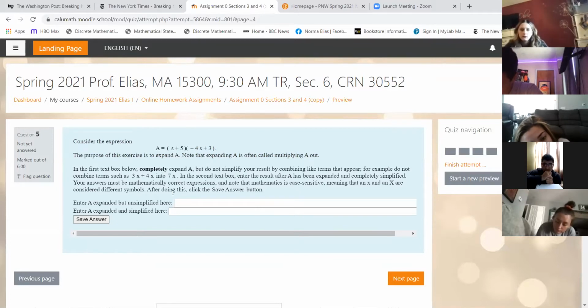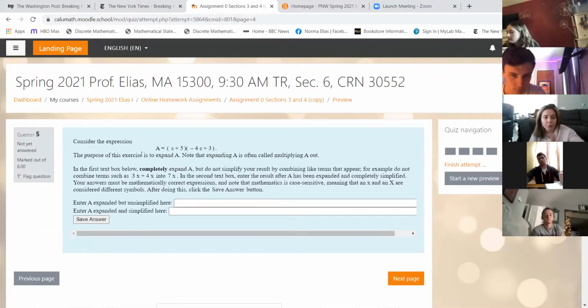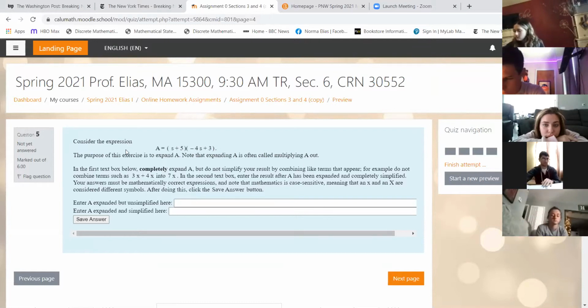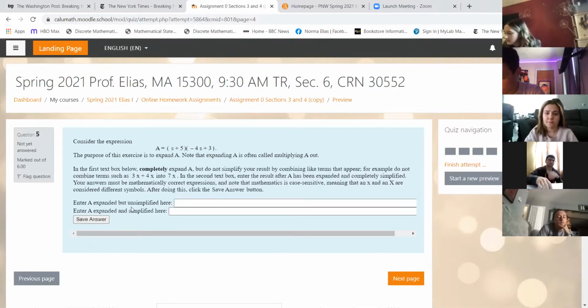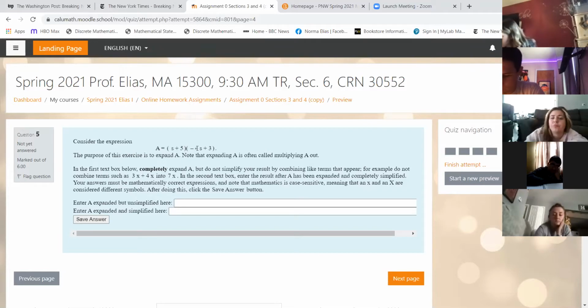Okay, so let's see how it works. They tell you, consider the following expression. Now, of course, I didn't do this on the board verbatim, but this is something that I assigned for you to review. So the expression is (s plus 5) times (minus 4s plus 3). Very simple expression. And then they ask you a question. They tell you, enter an expanded but not simplified form. So here they're asking you basically to multiply out and not simplify.